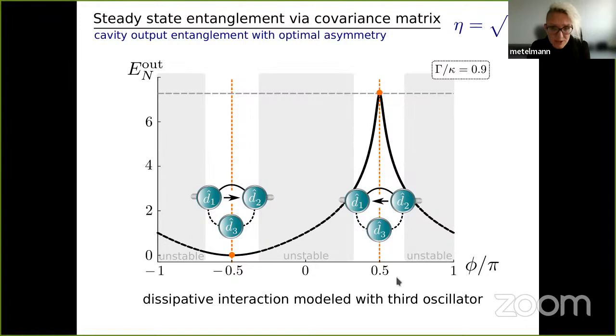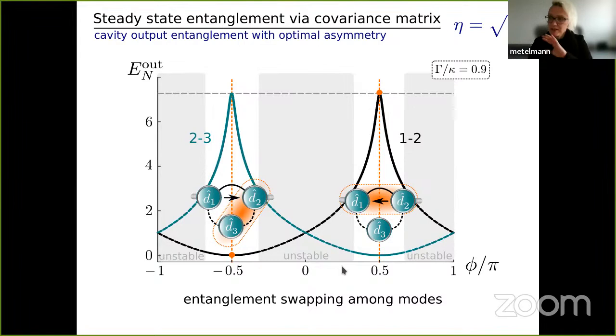So this is the same curve as before, but now we really think as well about what happens with the third oscillator. We obtain, as we have seen, this dissipator via a third oscillator, which is strongly damped. And now we can also ask the question, what happens if we look at the entanglement between mode 3 and mode 2 or mode 1?